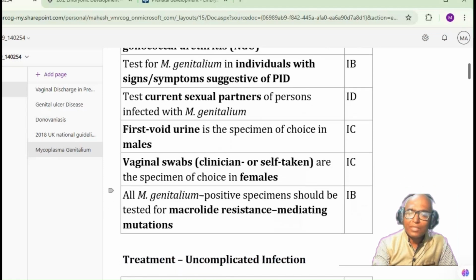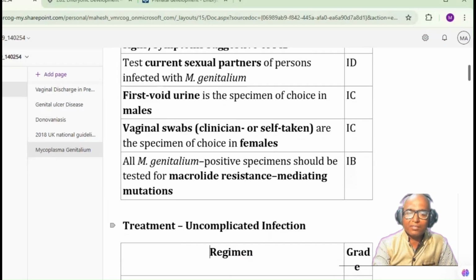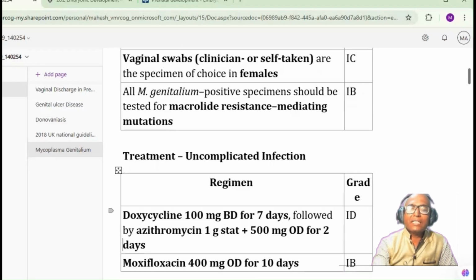Okay, and mycoplasma treatment is chlamydia treatment plus azithro. Okay, 3 days of azithro you have to add. So the treatment is doxy 100 milligram BD for 7 days. That is the treatment of chlamydia, followed by azithro 1 gram stat, plus 500 milligram OD for 2 days. Okay, so 7 days of doxy plus 3 days of azithro. Azithro is given 1 gram stat and 500 OD for 2 days.